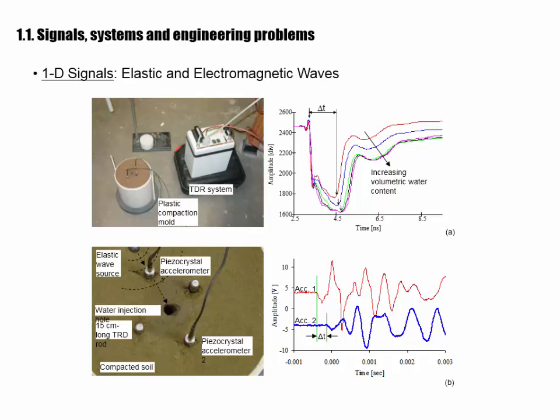So here is an example of the TDR system. If you push this fork into the ground, the soil specimen, and you measure the electromagnetic signal, it gives you the moisture content, right? And that moisture content represents that location in the soil. And this is an elastic wave source. If you measure water injection, I think that appears. So this gives you the wave velocity or the stiffness of the location.